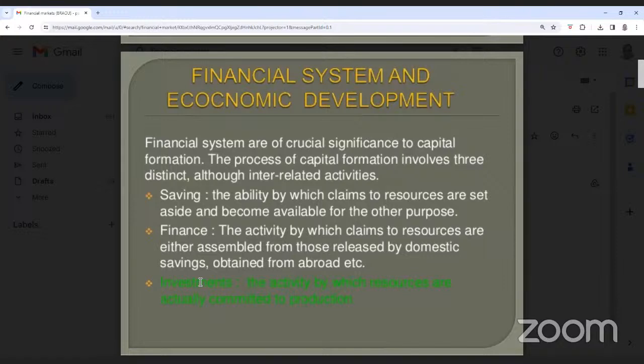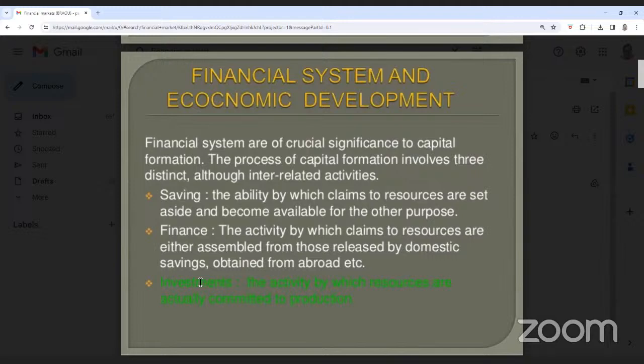What is saving? With savings, you are making claims that become available for other purposes. If there is no festival this month, you keep aside a little of what you would spend. Why? You save for next month because next month there is a festival. Is it? The ability by which claims to resources are set aside and become available for other purposes. Got my point? Yes, ma'am.